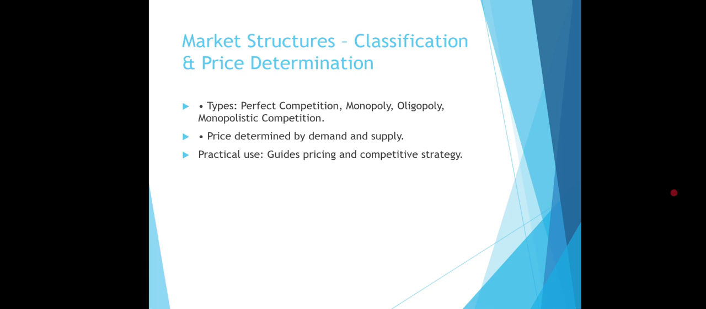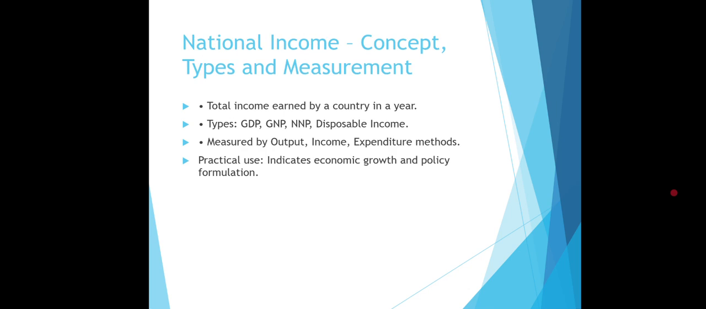So why do we study market structure and types of market structure? It helps the manager to understand pricing, competition, and consumer behavior. As for the practical use of market structure, it is used in setting prices and designing marketing strategies. After that we have the next topic, national income: its concept, types, and measurement.